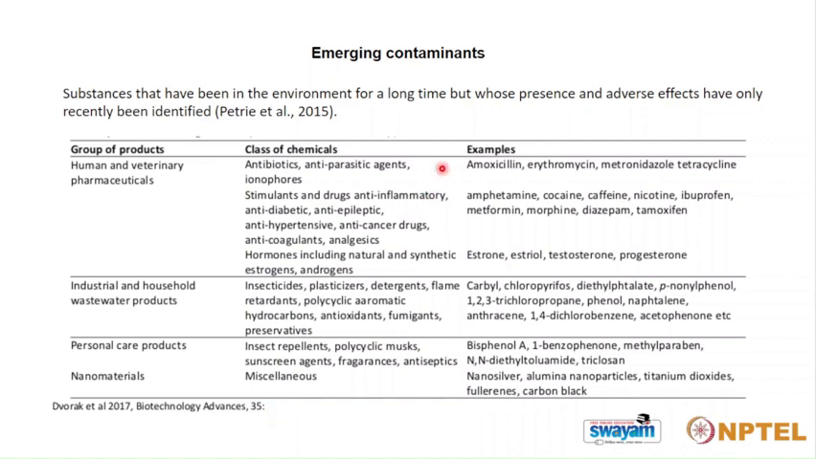The term emerging contaminants has been coined to mention contaminants which have been present in the environment for a long time, but their adverse effects were identified only recently. So these contaminants are termed emerging contaminants. These emerging contaminants can be classified based on their sources, like pharmaceuticals and personal care products, industrial chemicals, etc.